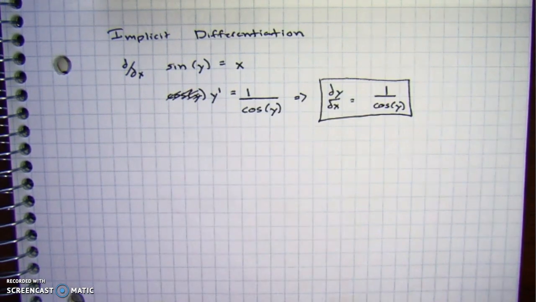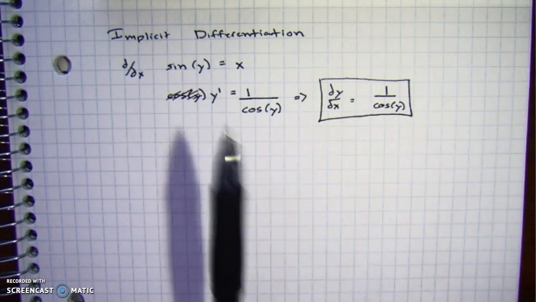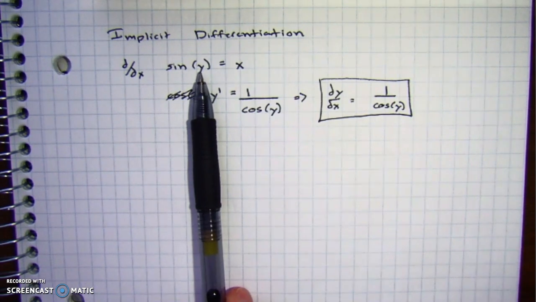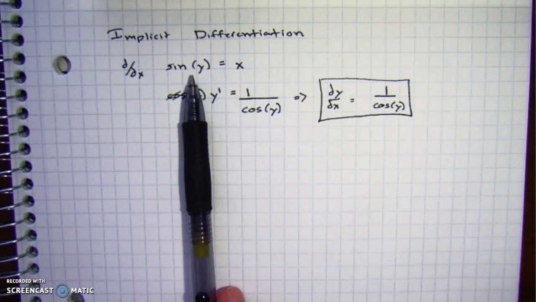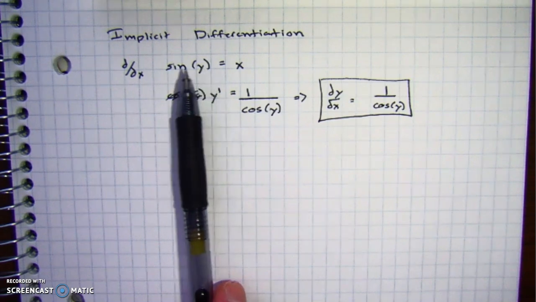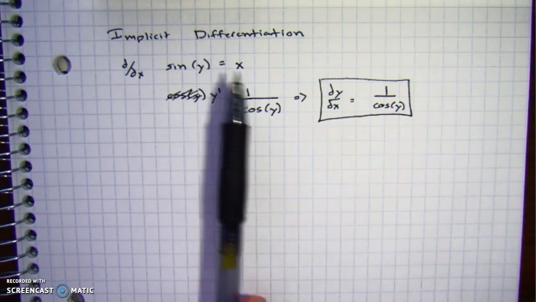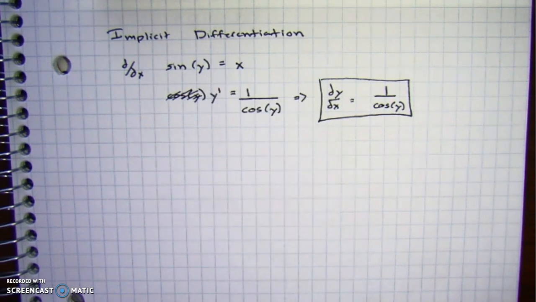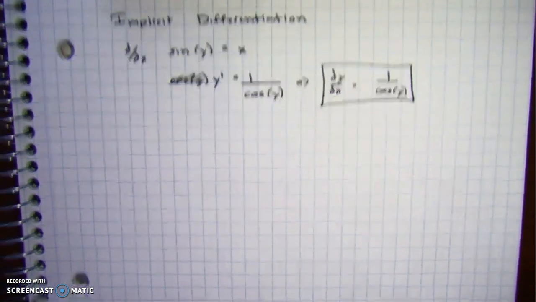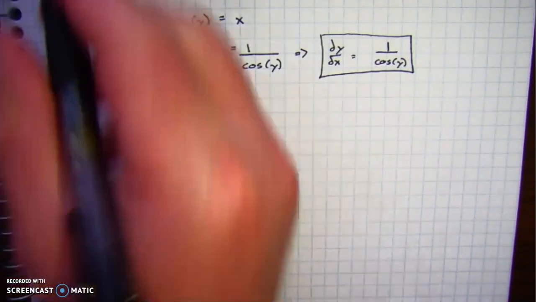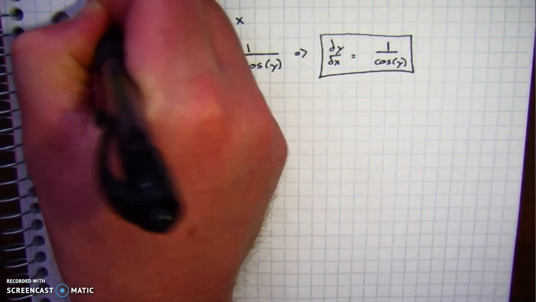But keep in mind my one rule. All you're doing if you have a y and you're differentiating is you take the derivative just like you would anything else, and then you just multiply it by a y prime after it. So let's take a look at that again, maybe in another example.